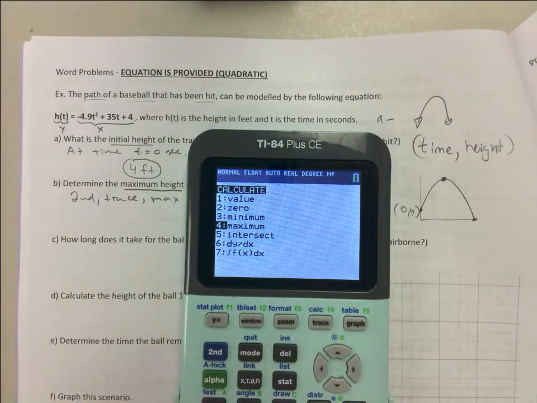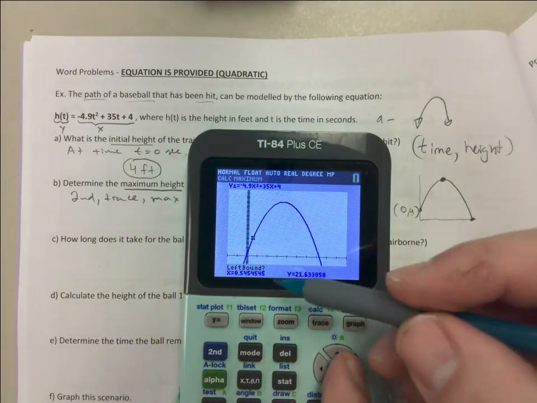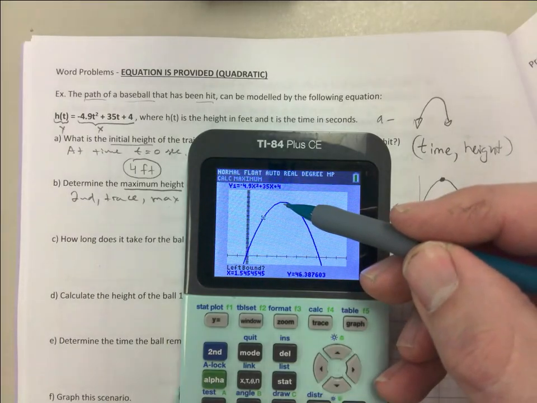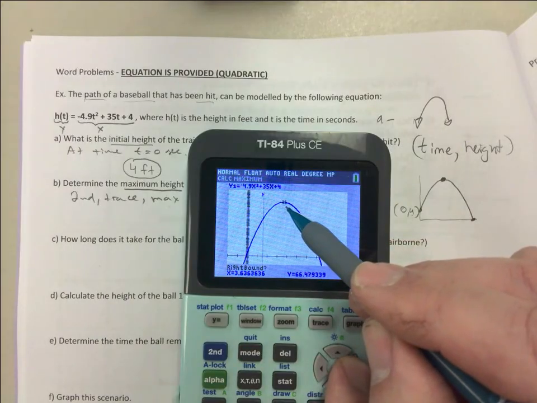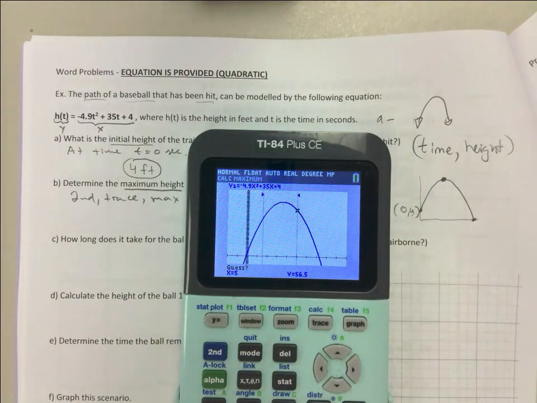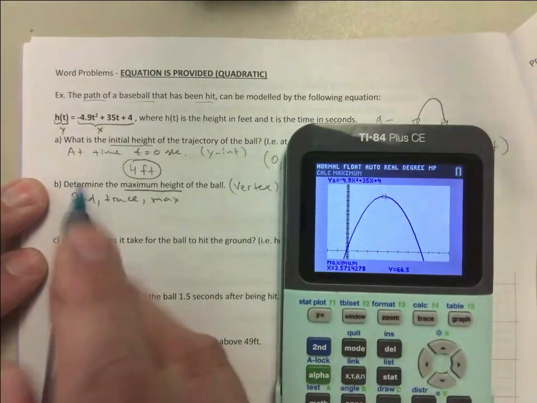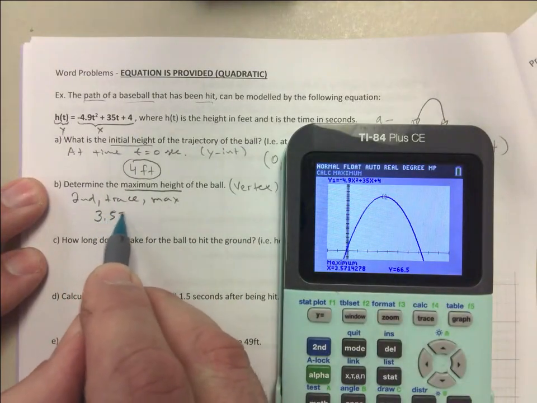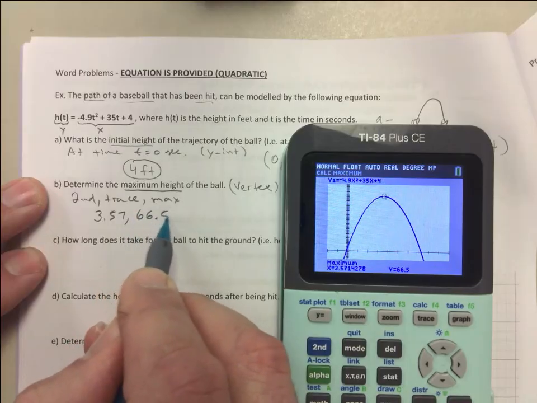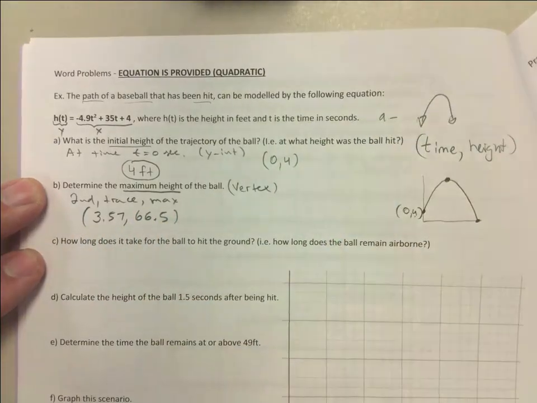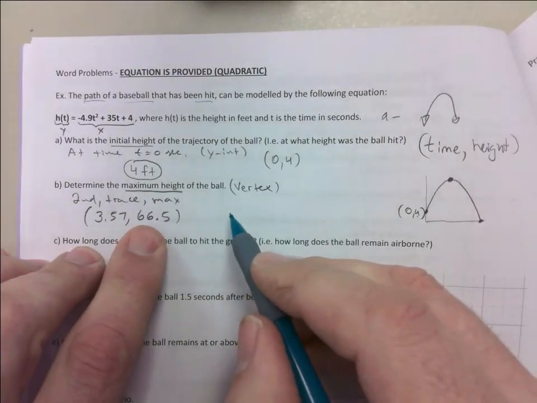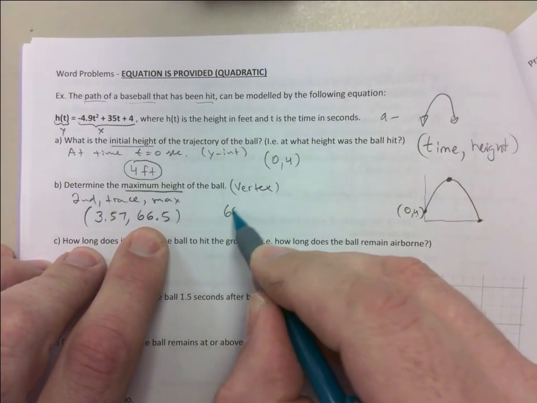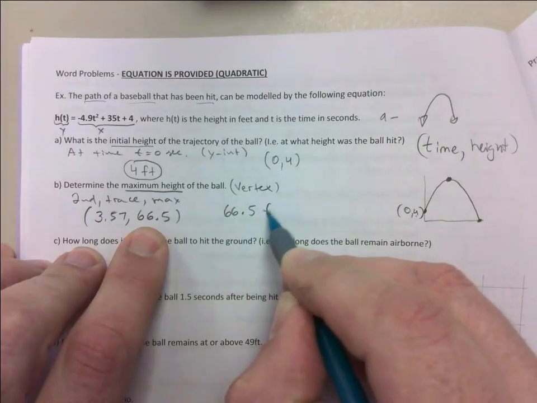Do you remember how to do that? Second trace max. It wants something to the left of the vertex. I am to the left, so press enter. Right arrow over the hill. Enter, and enter one more time. I will write down the coordinate. Why should you write down the entire coordinate? In case you need to graph later on. Then you have that point. You don't need to go looking for it again. So the height is 66.5 feet.